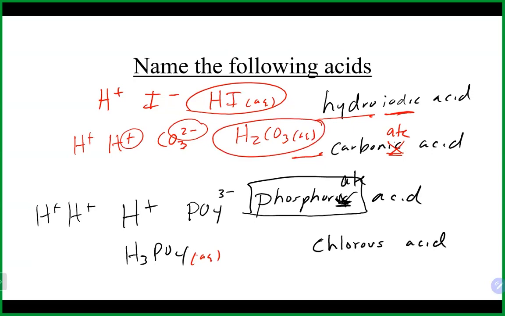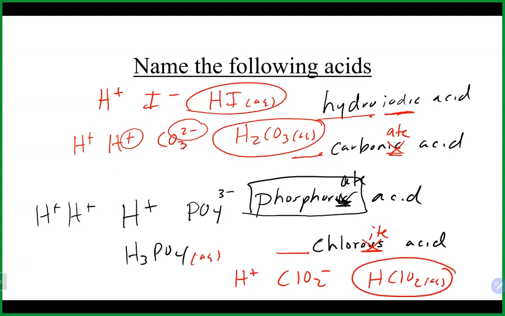So again, you can use the name to work backwards. Once again, here on the bottom, I see no hydro, which tells me it's a polyatomic ion and it contains oxygen. I see chlorous, so ous means that the polyatomic ion ends in ite, so that is chlorite. I know that that is ClO2 minus. So now all I have to do is put it together properly, and that would be HClO2 aqueous.